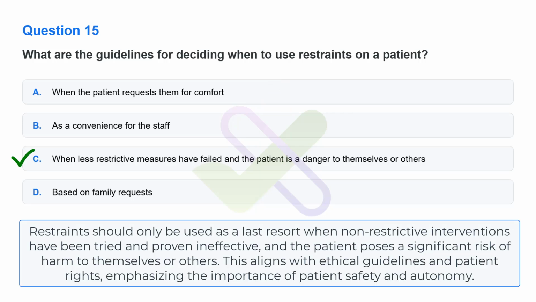The correct answer is C. When less restrictive measures have failed and the patient is a danger to themselves or others. Restraints should only be used as a last resort when non-restrictive interventions have been tried and proven ineffective, and the patient poses a significant risk of harm to themselves or others. This aligns with ethical guidelines and patient rights, emphasizing the importance of patient safety and autonomy.